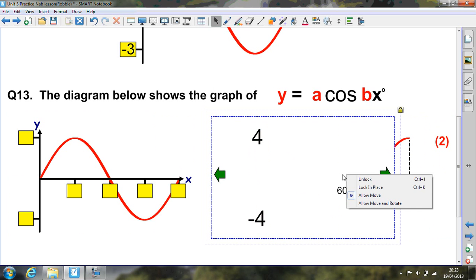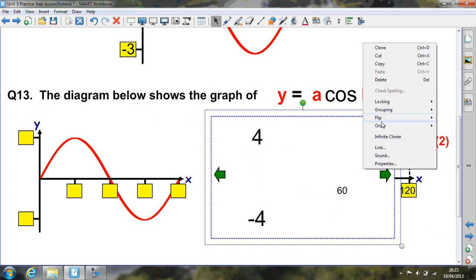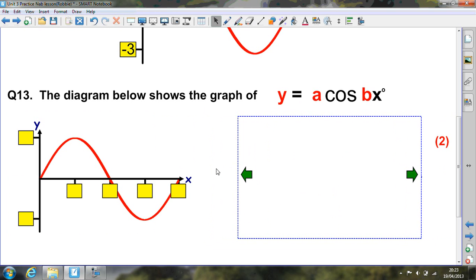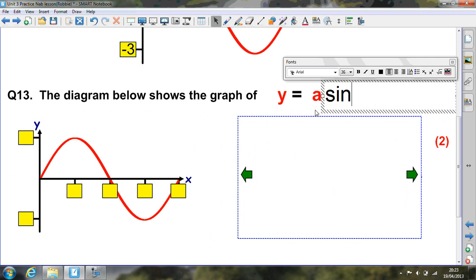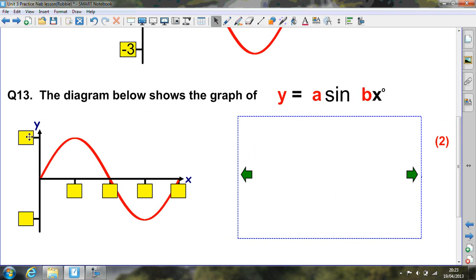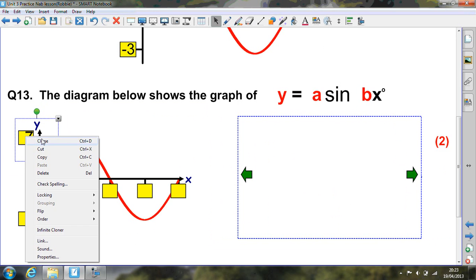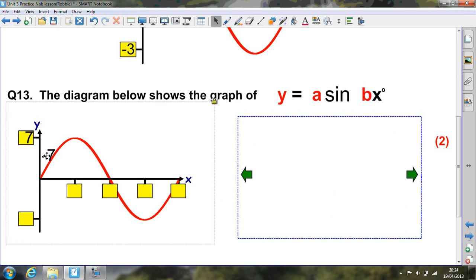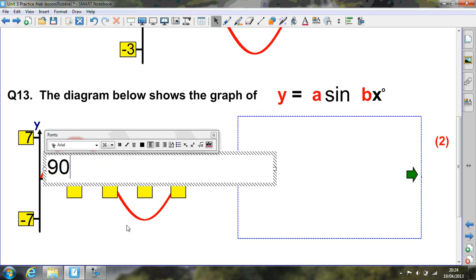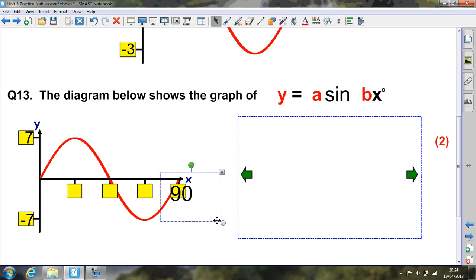A wee look at a sine wave. So here's the sine wave. Let's do one. So that would be A sine bx. And I'll put some numbers in. -7 and -7. And really all you need is the last number here. But I'll put the middle one in as well.